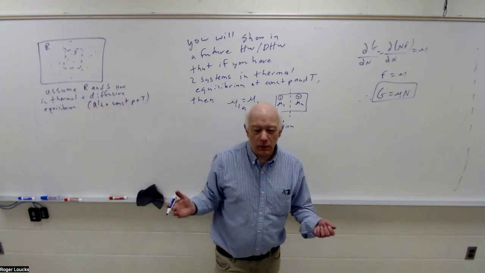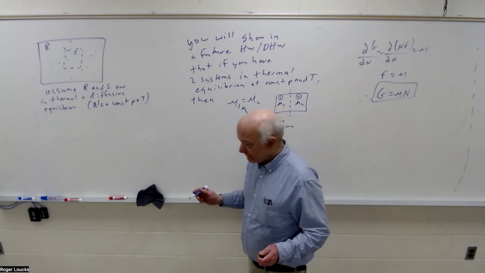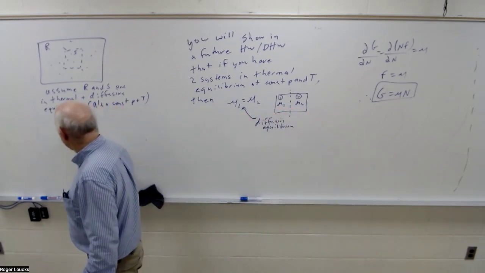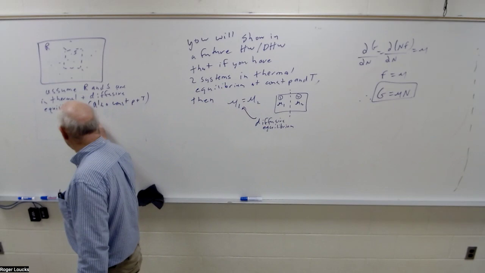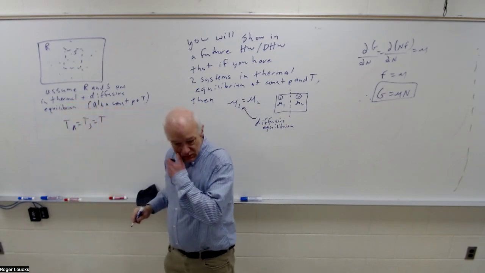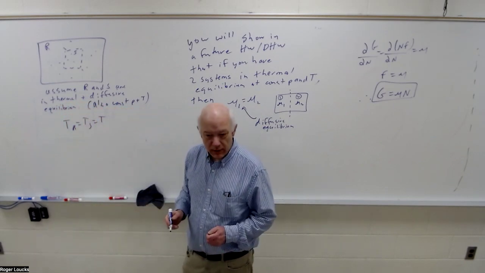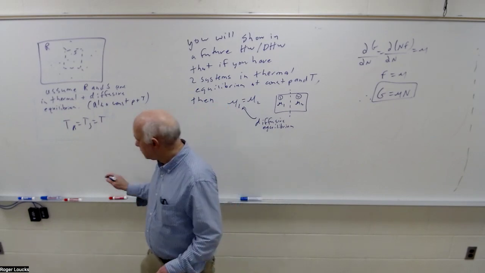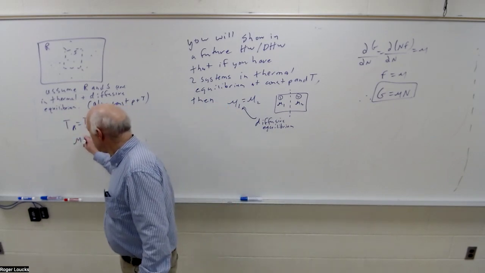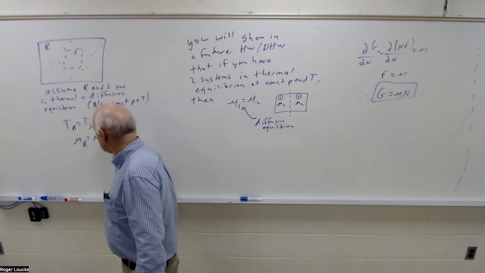So what does thermal equilibrium mean again? Temperatures are the same. That T of R equals T of S equals T. And then what about the diffusive equilibrium that you're going to prove? Number of particles. Well, mu R equals mu S equals mu.